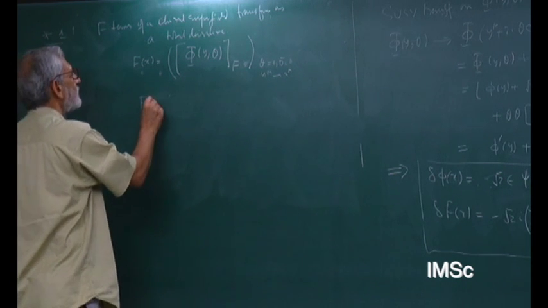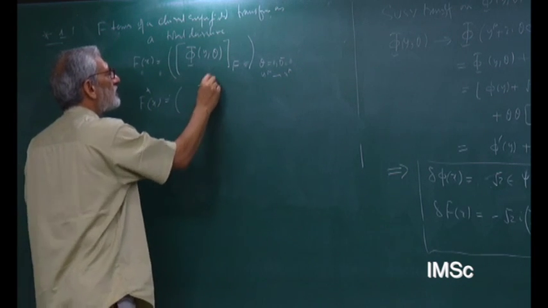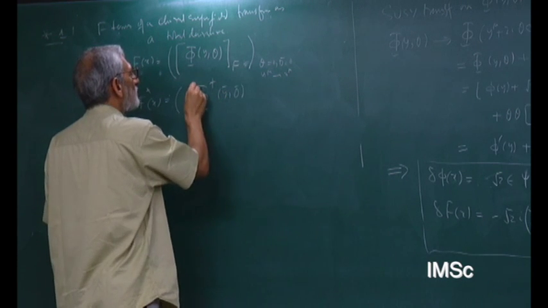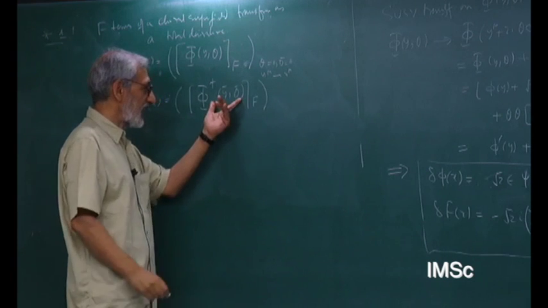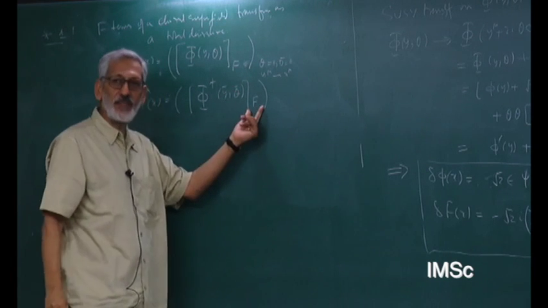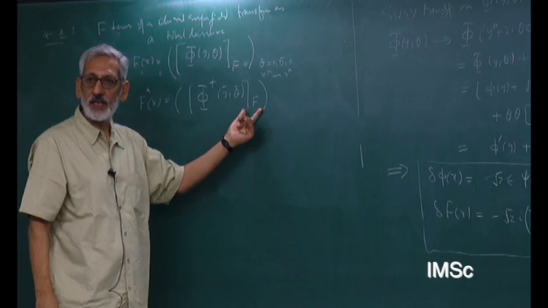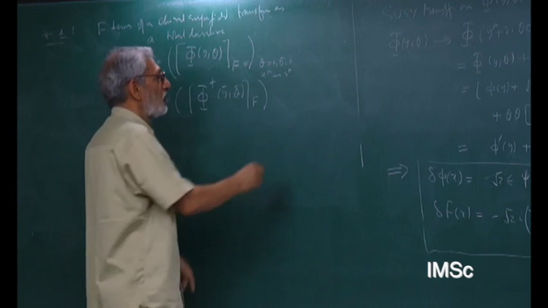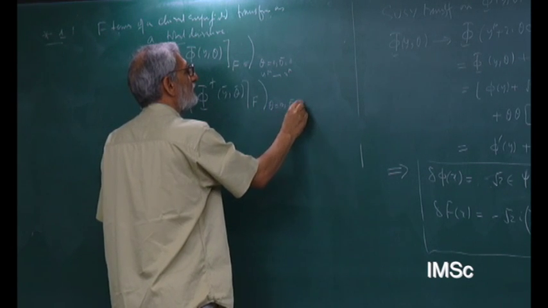Similarly, take the anti-chiral superfield, take the F term. The F term is the coefficient of the theta bar squared term, and convert the dependence on y bar to an x dependence.